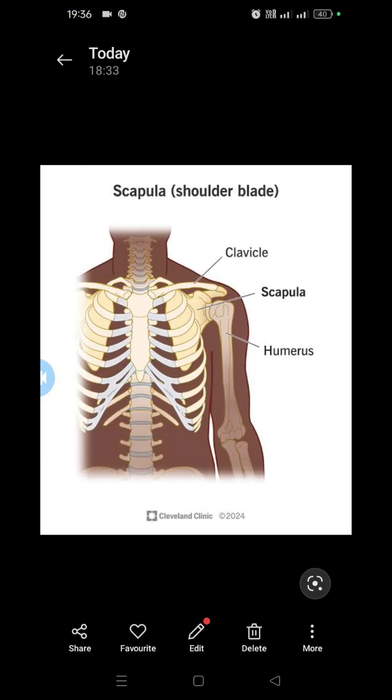Everyone, today our topic is scapula. We have already studied clavicle in the last video. Today our topic is scapula. Scapula is called a shoulder blade in Latin, which is a thin bone placed on the posterior lateral aspect of the thoracic cage.